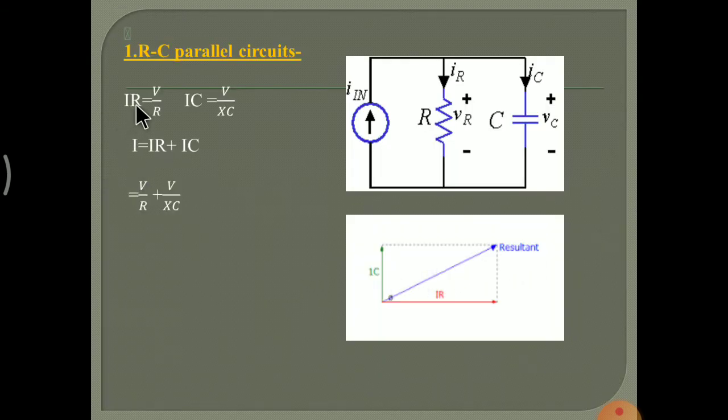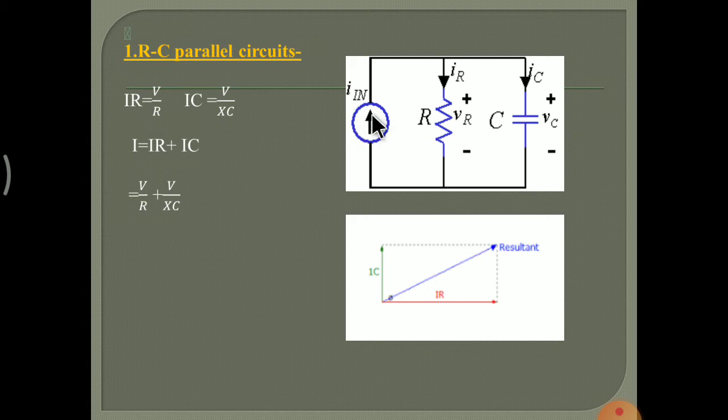Next, the RC parallel circuit. First we saw the RL parallel circuit. Now the RC parallel circuit. The first image is of the RC parallel circuit. This is the supply voltage.